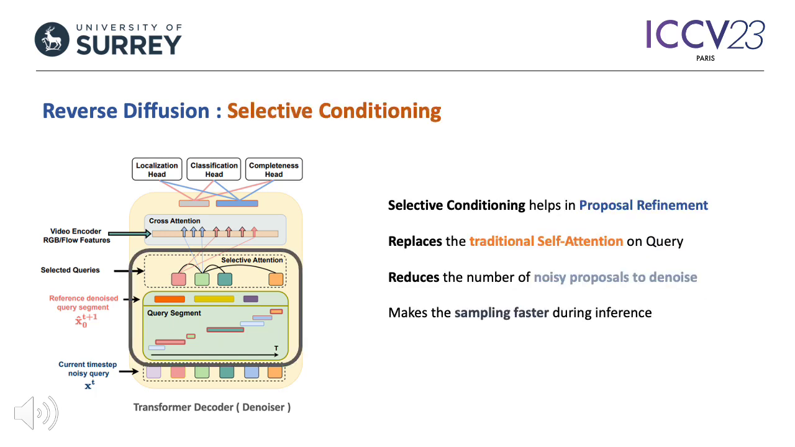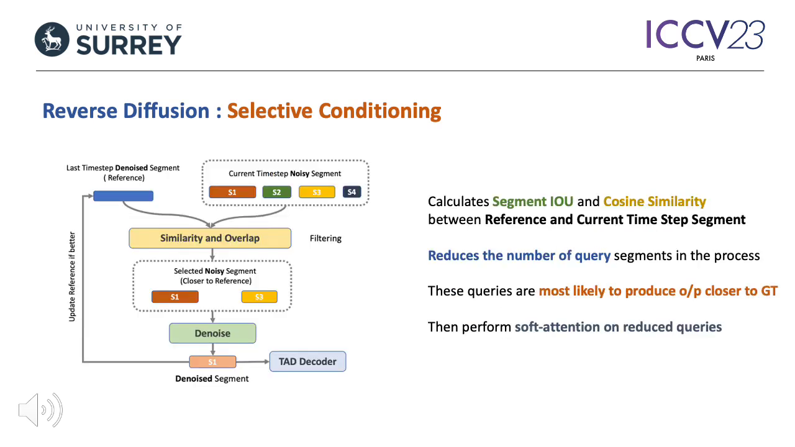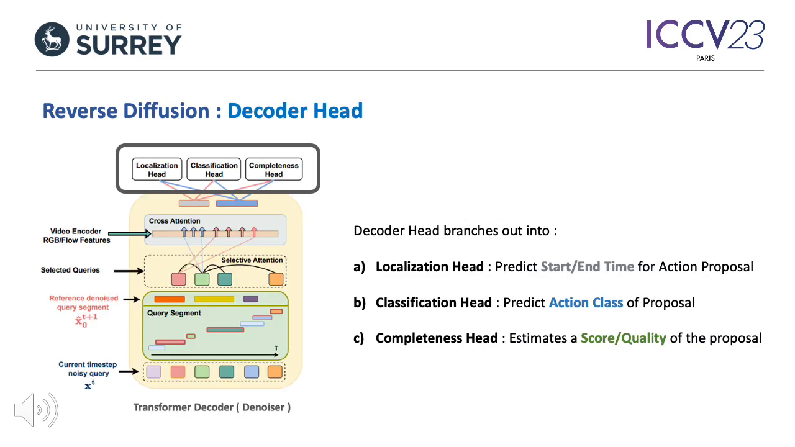We also propose a new selective conditioning on the denoiser, replacing the self-attention block on the queries. It selectively refines which queries to denoise for the current time step based on the signal from the previous time step. We calculate the cosine similarity and IoU overlap of both the current and previous time step. Based on this signal, we choose which proposals are most likely to be closer to ground truth and then denoise them. This makes the inference sampling stage faster and helps us refine the proposals in a cascading fashion. Finally, we decode using the TAD heads for start and end of proposals, action class and proposal confidence scores.